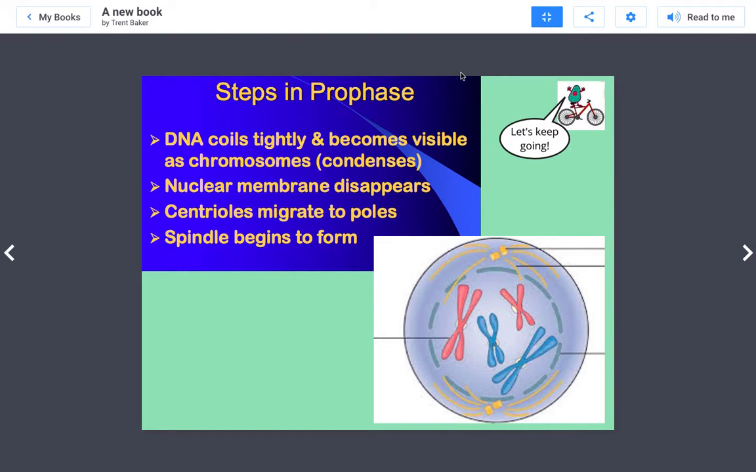The very first step is known as prophase. In prophase, the chromosomes start to form. As the DNA condenses, the membrane starts to disappear, and the spindle fibers start stretching across the cell.